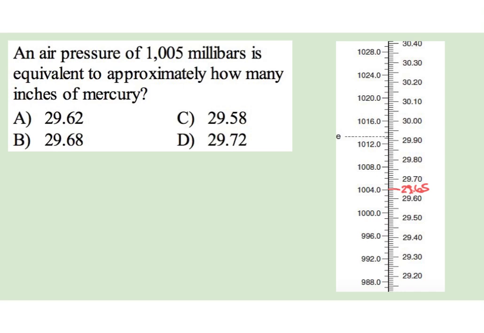But what I'm looking for right now is 29 point, let's see, this is 1005. So that's going to be 29.65, 0.6667. So something like maybe 67 or 68. So 29.68 is what I'm looking for. It's not 58. 0.72 is too high. Oh, it's right there. 29.68.